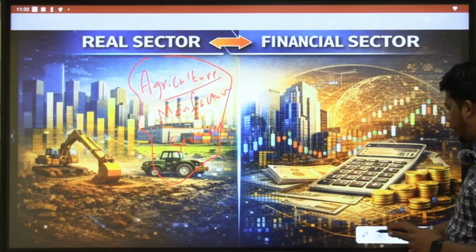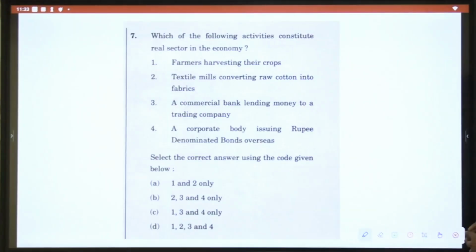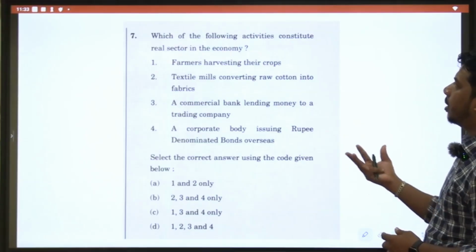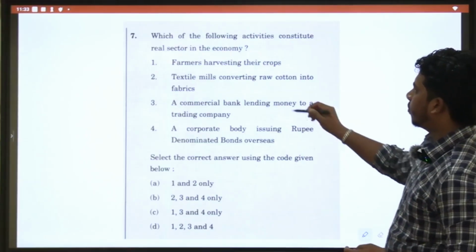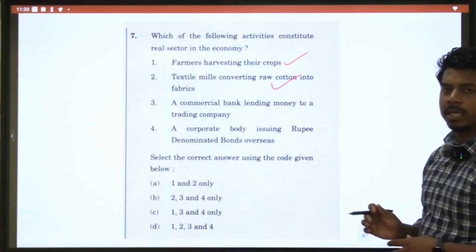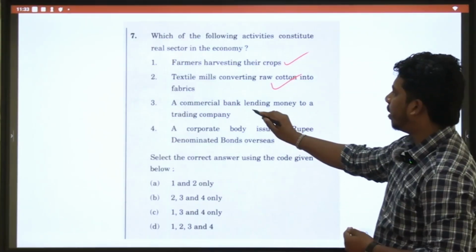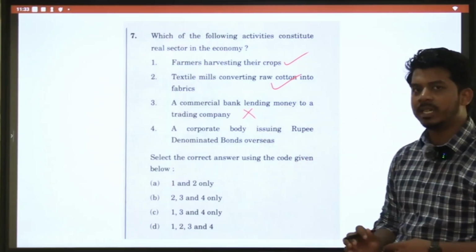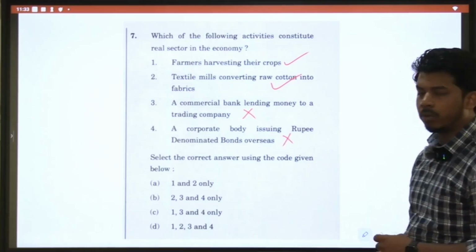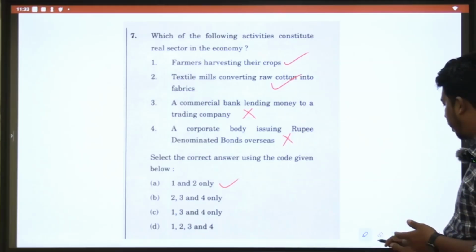You can see here a previous year question UPSC has asked. Which of the following activities constitute the real sector in the economy? Farmers harvesting their crops, yes, of course. Textile mills converting raw cotton into fabrics, yes, of course, it is manufacturing. A commercial bank lending money to a trading company, no, it is the financial sector. A corporate body issuing rupee denominated bonds overseas, no, again it is the financial sector. So this question was asked last year.